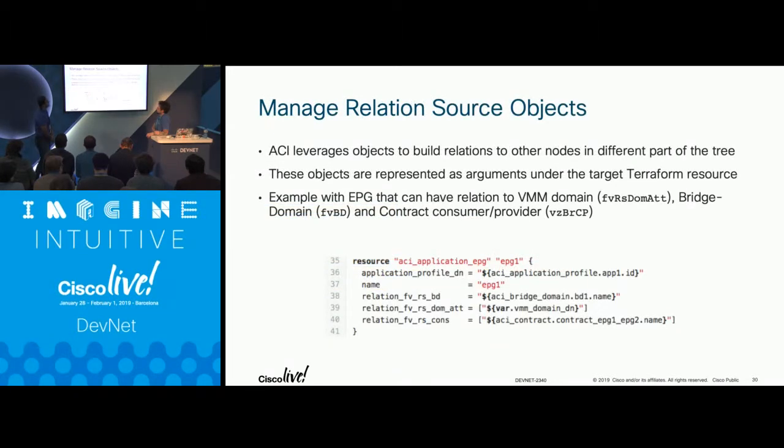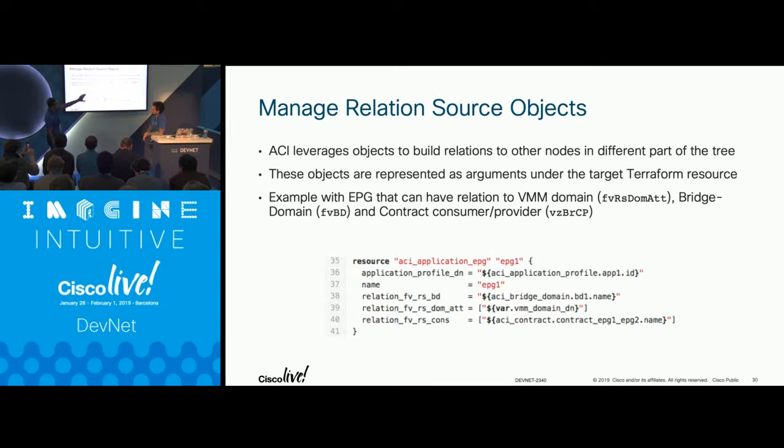So next up is how do you manage the relationships, right? If you're aware of how to create an EPG, it asks you a lot of parameters when you go on the UI. You have to specify the bridge domain that the EPG is related to. You have to specify the consumer contract, provider contract, all of those things. So how does that translate into Terraform resource world?